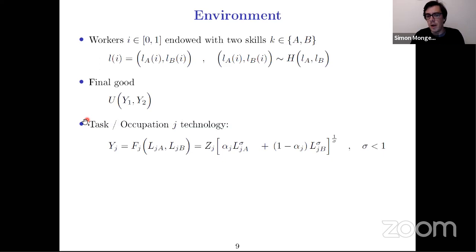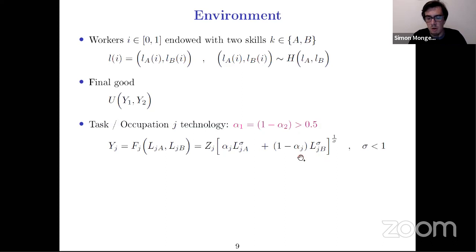These two different occupations are going to take in aggregate allocations of skills. So each occupation j, in one and two, is going to produce output using a production function that, for illustrative purposes, we're going to assume here is CES. It's going to take some allocation of skill A and some allocation of skill B, and it's going to have some bias towards each skill. In terms of labeling, I'm going to assume that occupation one is relatively biased towards skill A, and occupation two is relatively biased towards skill B.